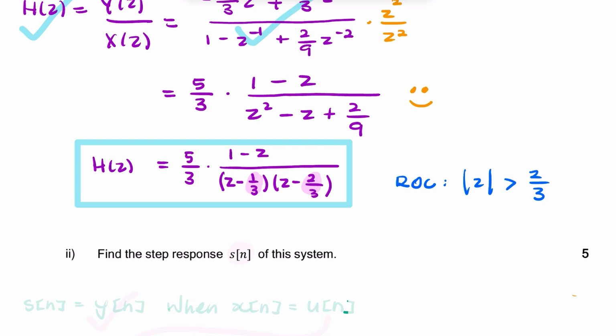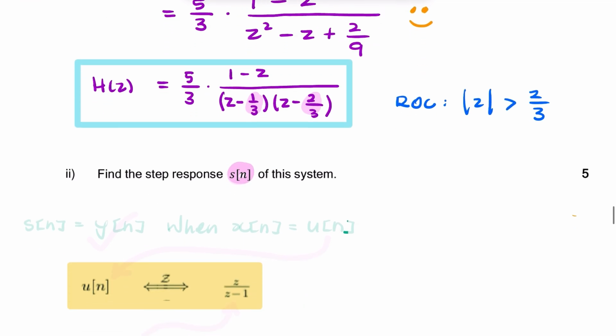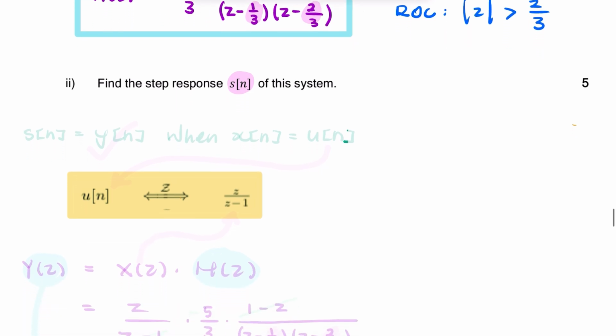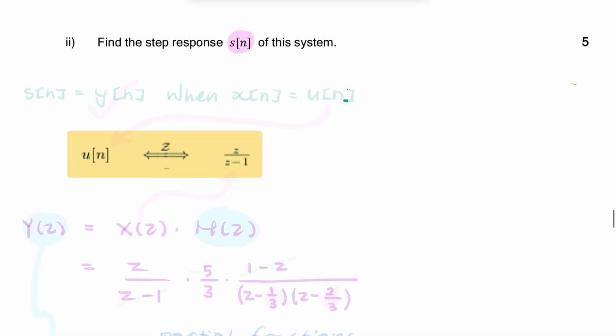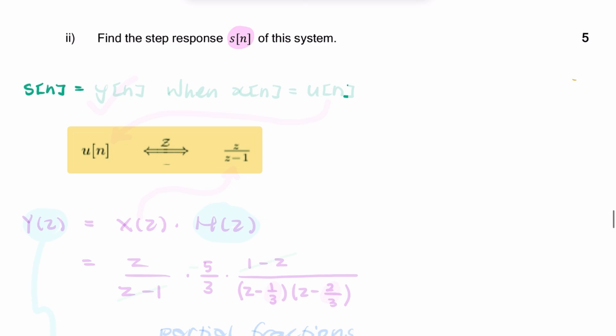Now the question goes on to ask for the step response. The step response is simply the output. So let me write it like this. S of n is the output y of n when x of n happens to be a unit step, u of n. So if the input is a step, then the output is called the step response. So the question is, what is y of n?